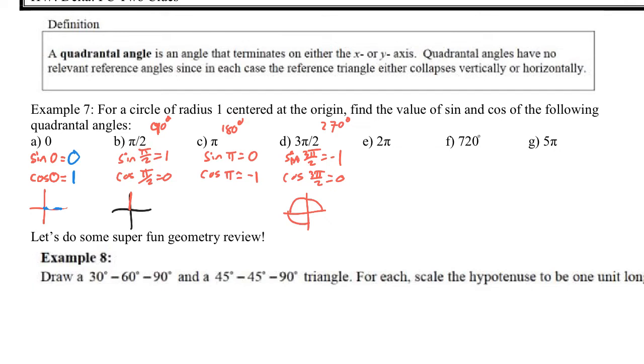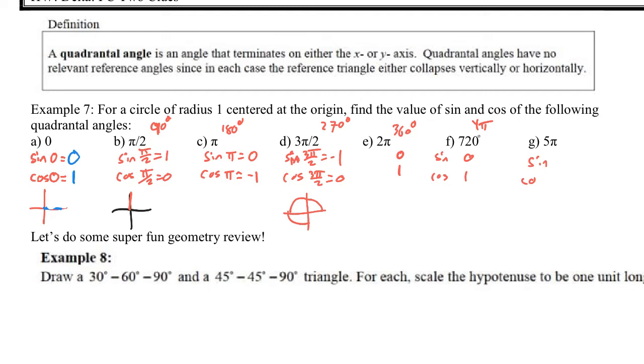So 2 pi, well, 2 pi and 0 are the same thing. This would be 360 degrees, but that's the same exact angle as 0, at least as far as reference triangles. So 0, 1, 720, a whole nother rotation around. This is also known as 4 pi if we went back the other way. Okay, so that'd be 0, 1, so sine, cosine.